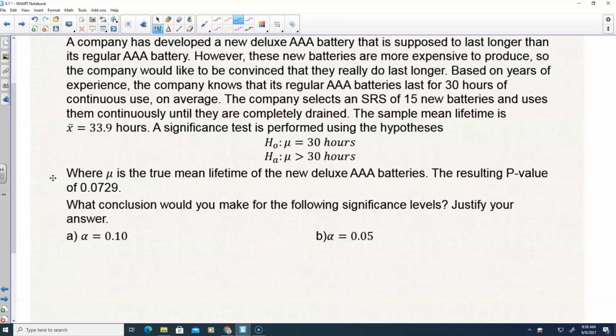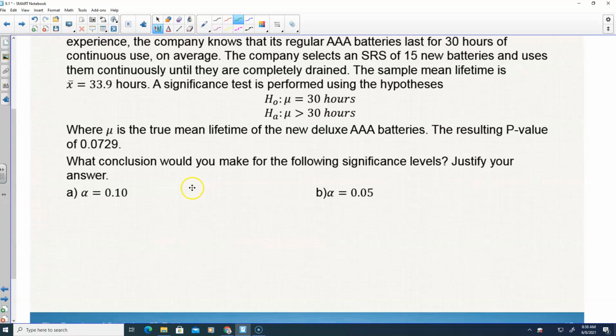The company selects a simple random sample of 15 new batteries and uses them continuously until they are completely drained. The sample mean is 33.9. The significance test is mu equal to 30 and greater than 30 for our two hypotheses. Mu is the true mean lifetime of these new deluxe AAAs. The resulting p-value is 0.0729. At each of these levels, what conclusion would we make?